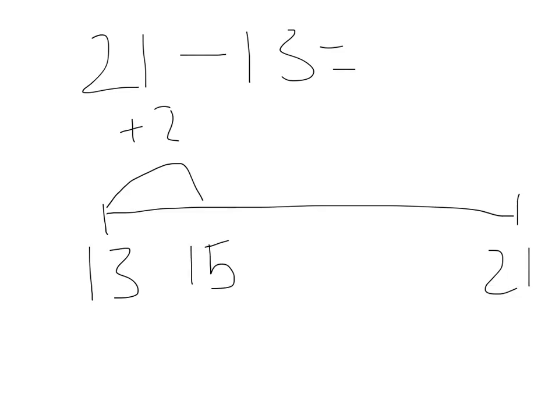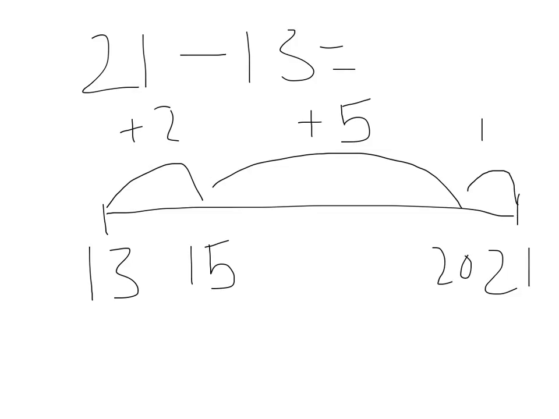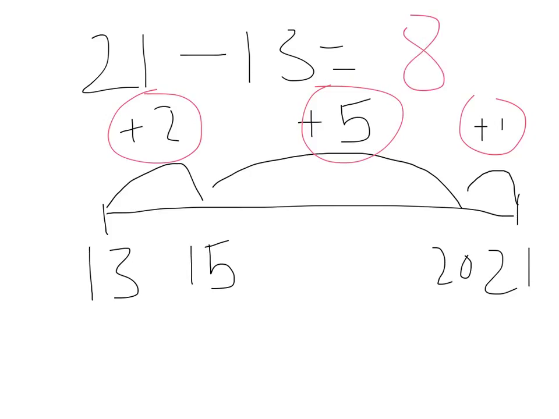And from 15 I can take 5 jumps all the way up to 20, and then finally from 20 up to 21 is 1 jump. I now need to put together all of the jumps and that'll give me the total. 2 add 5 add 1 is 8. The answer for 21 subtract 13 is 8.